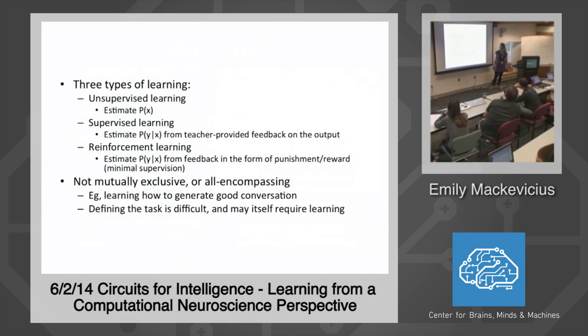So if I'm trying to learn how to be good at making conversation with people, I might use aspects of unsupervised learning, observing the conversations around me. I might use aspects of supervised learning if somebody is telling me or giving me an example of what sorts of things are interesting to say. And I might also use reinforcement learning if I can tell that people are bored with me or happy with what I said or something.